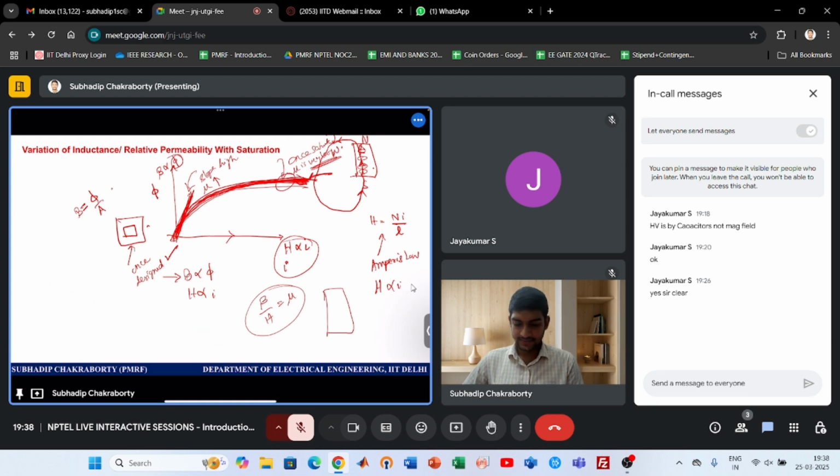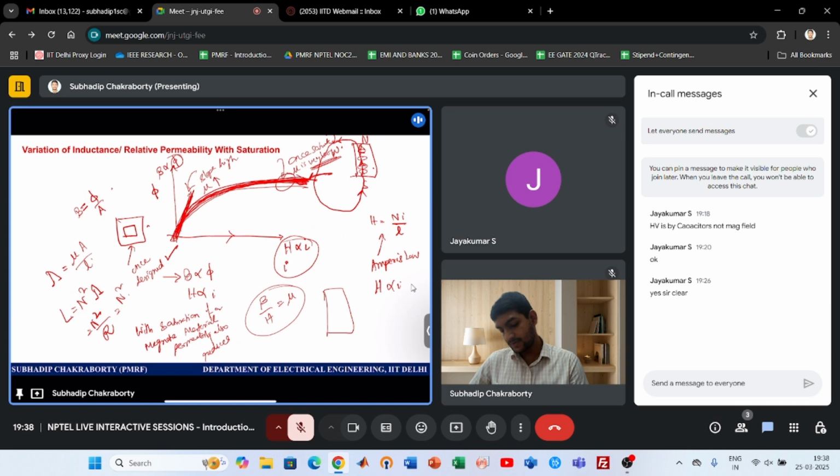That's why we say that with saturation of a magnetic material, your permeability also reduces. And once the permeability reduces, what is the formula for permeance? Mu A by L. And what is the value of inductance? It is N squared times permeance, or N squared by reluctance, which is nothing but N squared mu A by L. How did we derive it?